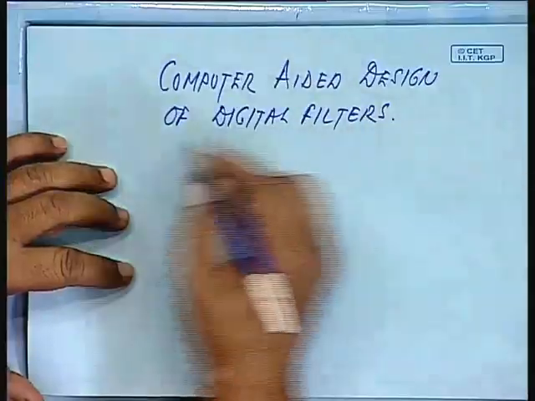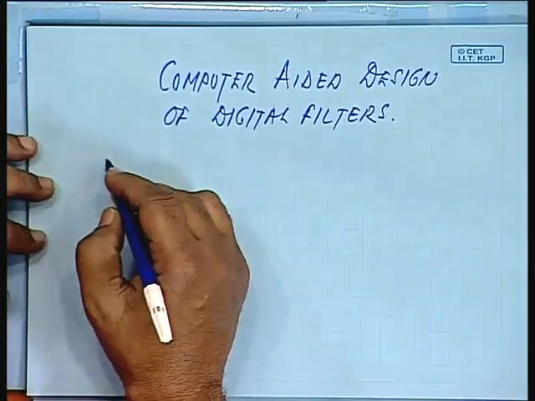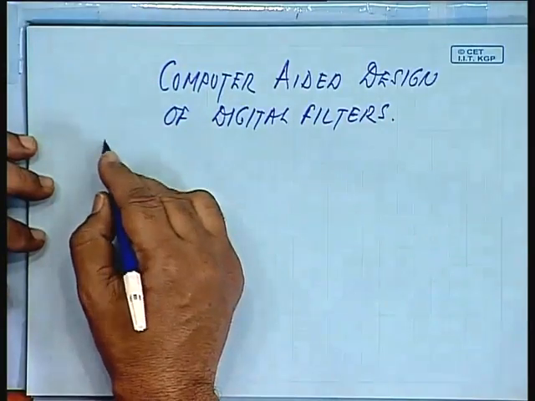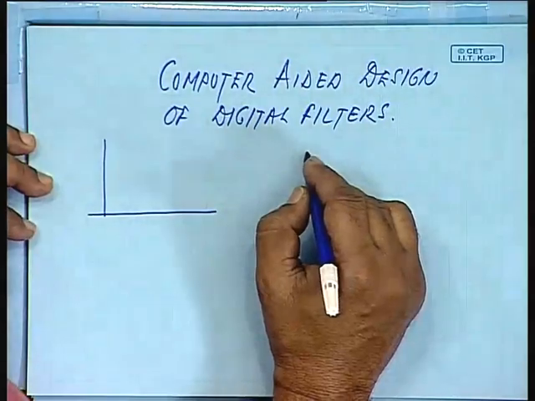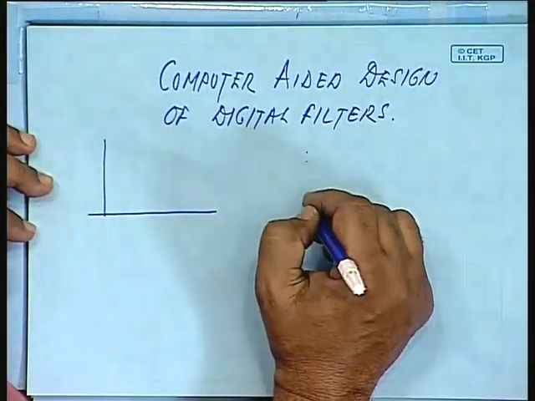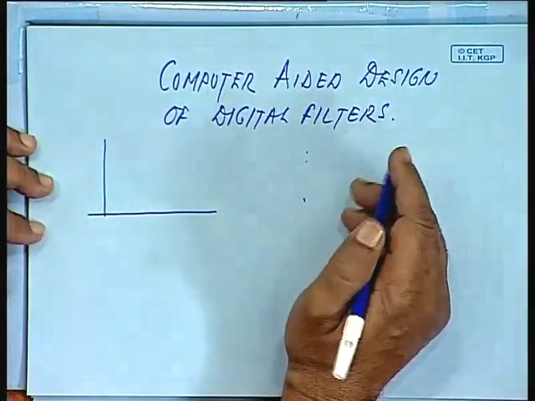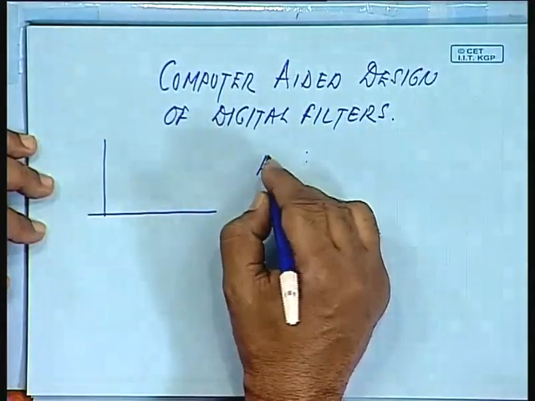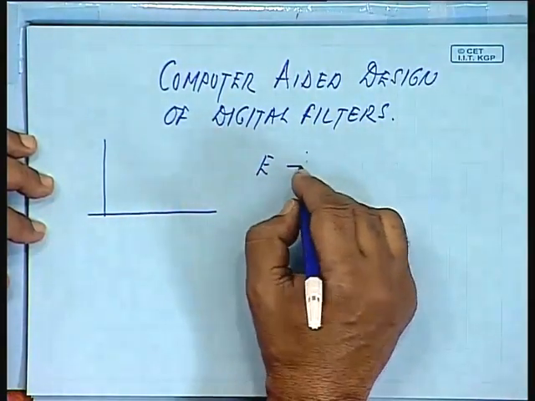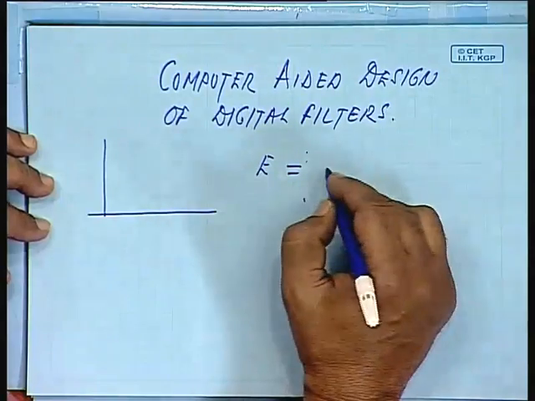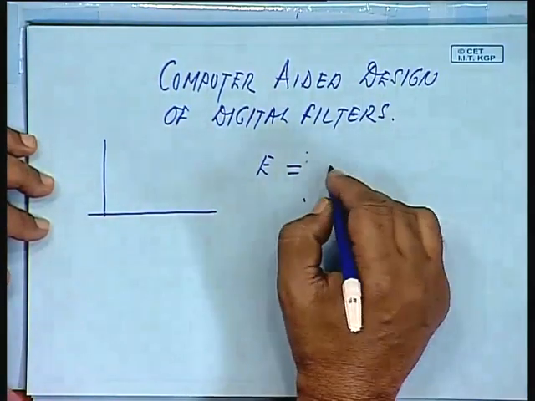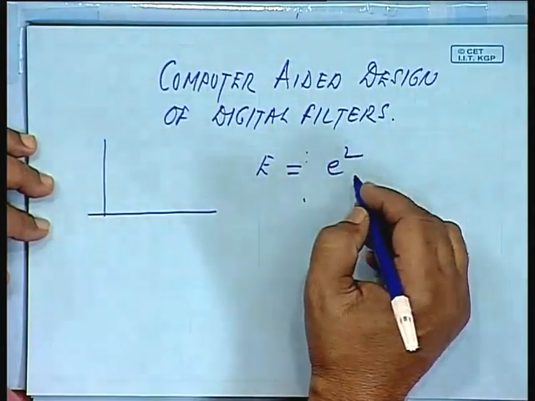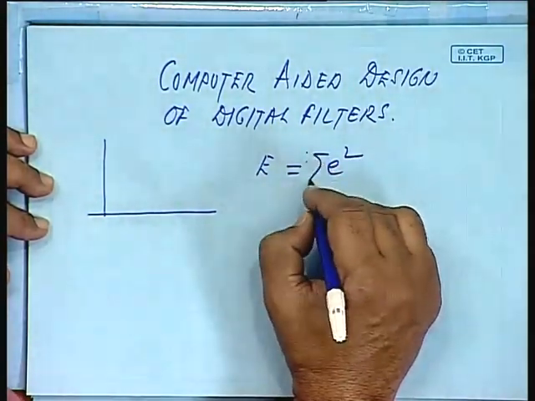Continue with computed design of digital filters. Last time we were discussing a filter which has both numerator and denominator polynomials, minimizing the error. Now, this error that we are defining, the performance index, was basically the difference squared, and summated.